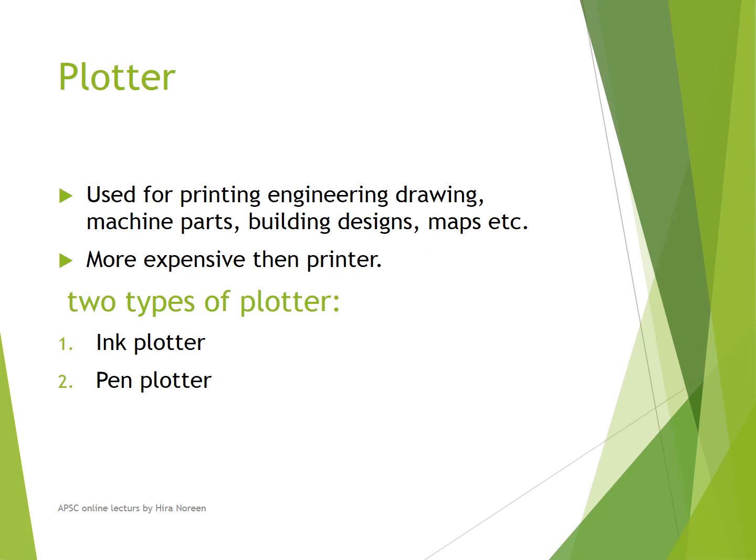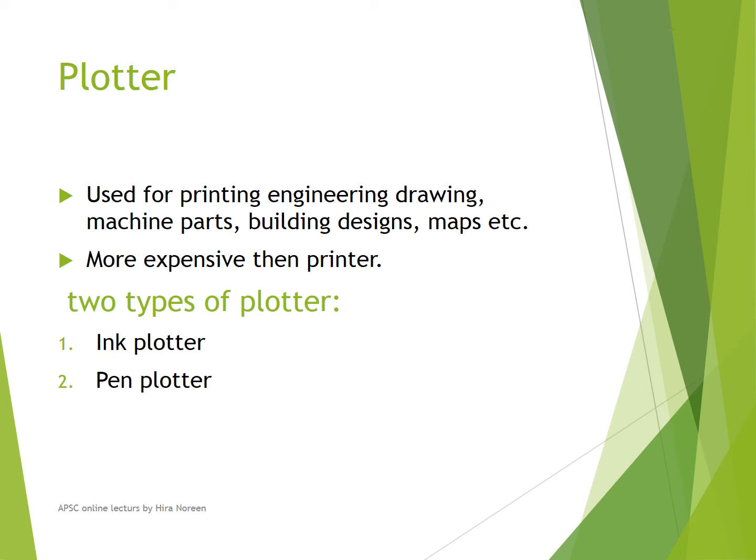In today's lecture we discuss the remaining output devices, like plotter and speaker, etc. A plotter is used for printing engineering drawings, machine parts, building designs, maps, etc. on large size papers and sheets, because large scale printing is not possible on a printer. That's why the plotter is used for large scale printing, and it is more expensive than a printer because its print quality is good as compared to the printer.